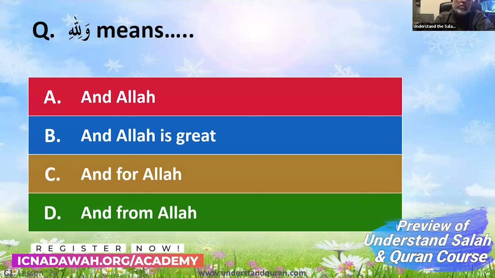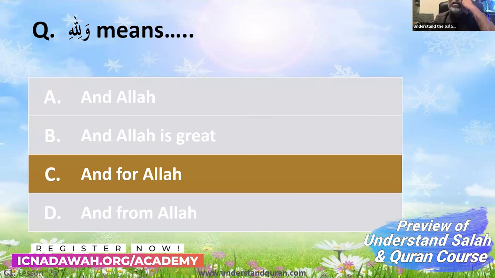It's not wallahi, it is wa lillahi. So there are three words in it. Wa li Allah. Three words. 3, 2, 1. And the right answer, let me close the poll window. Right answer is and for Allah. Wa li Allah. Alhamdulillah, praise be to Allah, praise is for Allah. So walillahi, and for Allah.